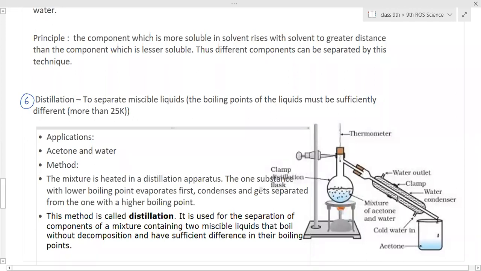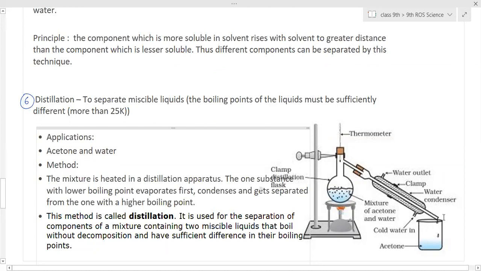The condenser has chilled water surrounding the pipe. The acetone vapor loses heat energy to that cold water and is converted into liquid state. The liquid moves drop by drop into this container. In the beaker we obtain pure acetone, and after all the acetone has moved out, in the round bottom flask we will get water.